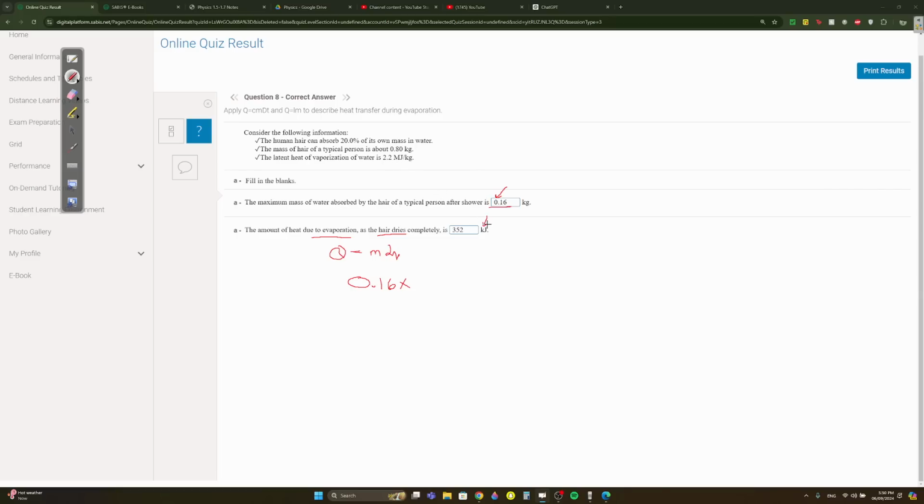We're working with kilojoules. So mega is 10 to the power of 6. Kilo is 10 to the power of 3. So the difference between them is 10 to the power of 3. Okay, so you can just multiply this by 10 to the power of 3. Okay, 2.2 times 10 to the power of 3, and you're going to get 352 kilojoules.